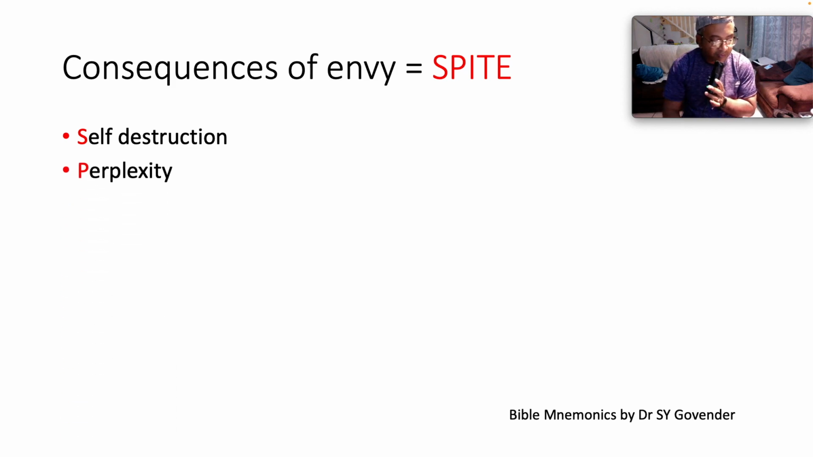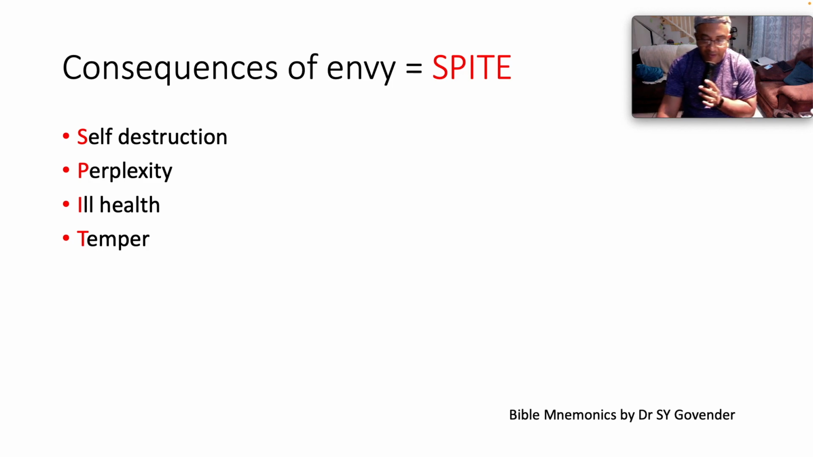The book of James, chapter 3, verse 16 says, "For where envy and self-seeking exist, confusion and every evil thing are there." I stands for ill health. Proverbs 14, verse 30 says, "A sound heart is life to the body, but envy is rottenness to the bones." Wow. T is for temper. Proverbs 6:34. "For jealousy is a husband's fury, therefore he will not spare in the day of vengeance."